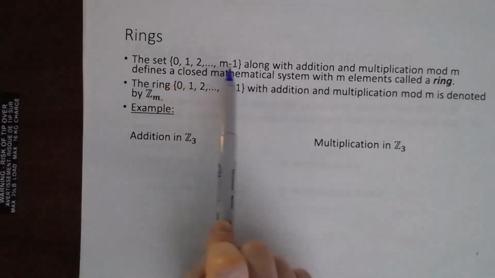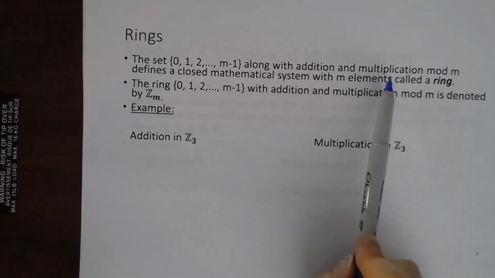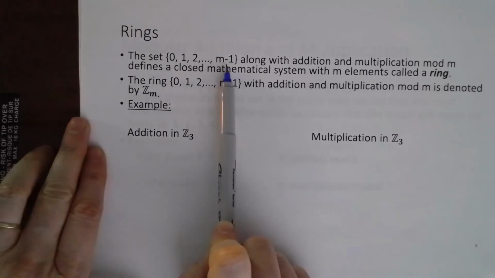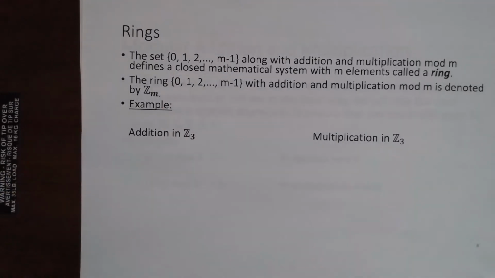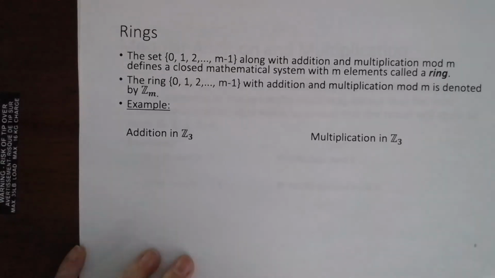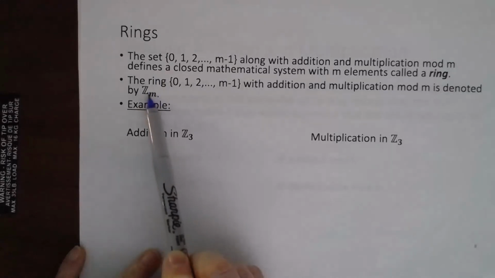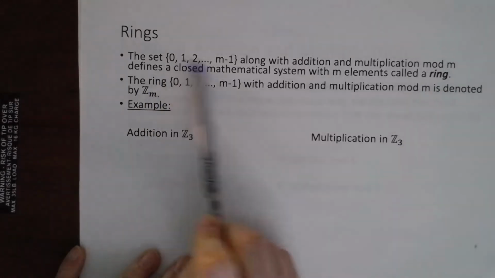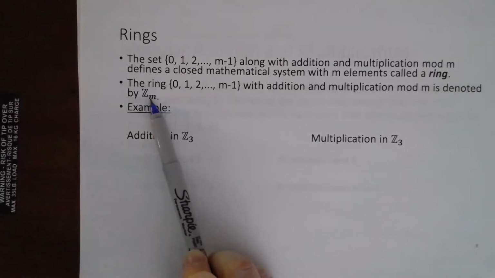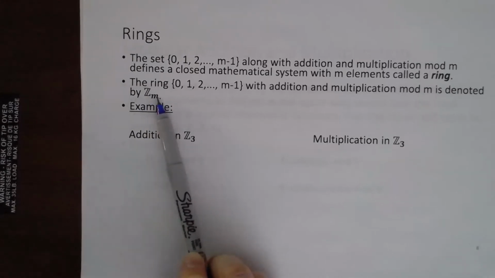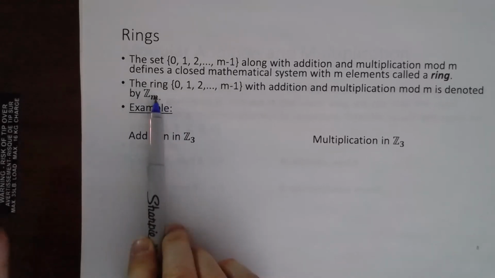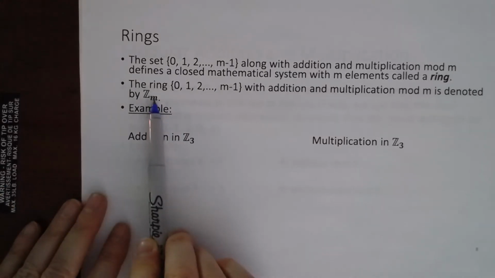So if I take those numbers and I always do addition and multiplication and then do mod m at the end of it, which puts me back into that set between 0 and m minus 1, that's a closed mathematical system, an algebraic system called a ring. It has a special fancy name. We denote it by Z with a subscript of however many elements we have, that m value. So Z3 would have the elements 0, 1, 2. Z7 would have 0 through 6. Z10 would have 0 through 9, etc. So it's integers from 0 through 1 less than the subscript.